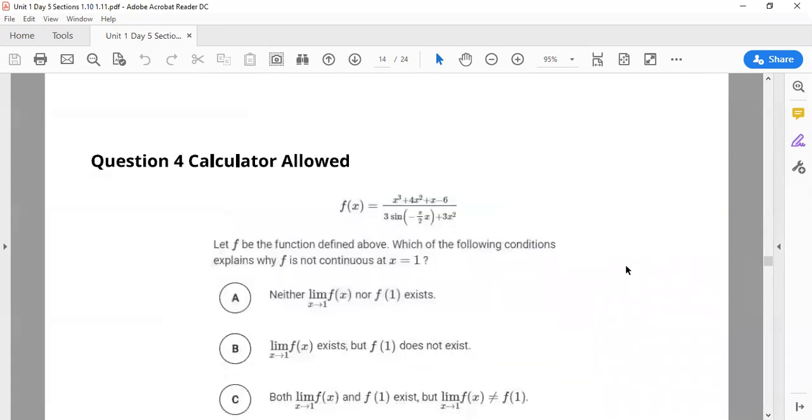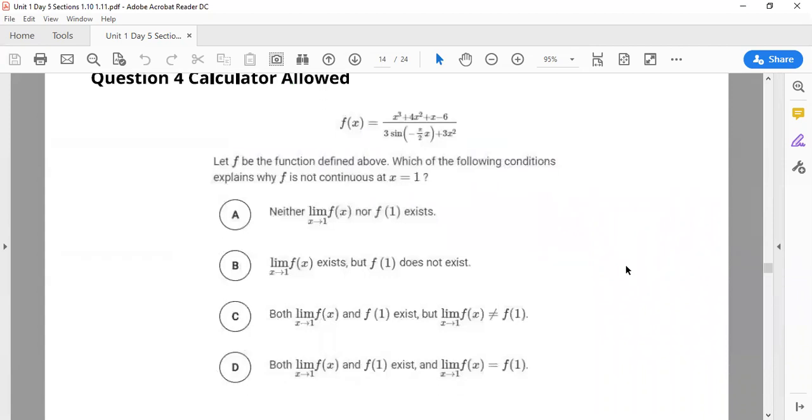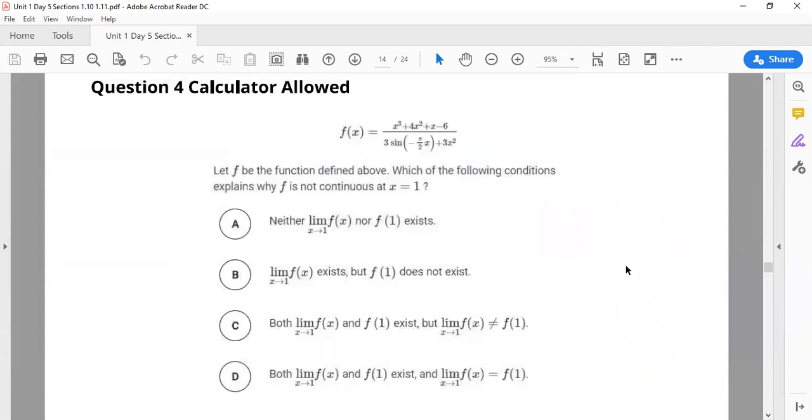Okay. Calculator allowed for this one. Try it. So f of x is equal to this crazy function. I'll read it for you. It's x to the 3rd plus 4x squared plus x minus 6 in the numerator, 3 times sine of (negative pi over 2 x), and then plus 3x squared in the denominator. And they want to know what's happening at x equals 1.